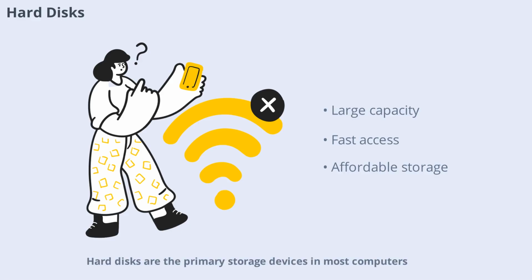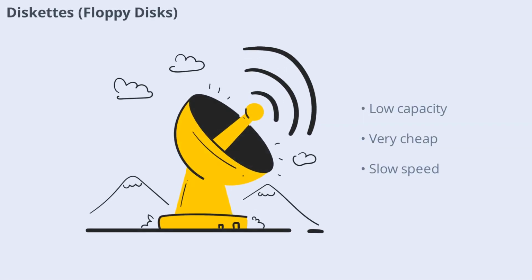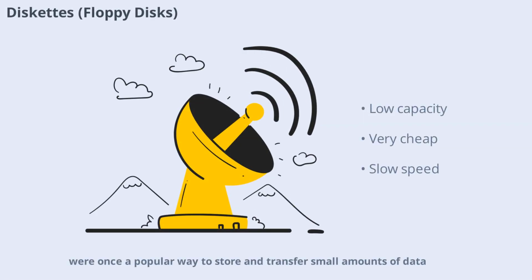Hard disks are the primary storage devices in most computers. They offer enormous capacity, often ranging from 40 to 80 gigabytes or more. The speed of a hard disk is measured in milliseconds, with faster disks providing quicker access to data. As technology advances, hard disk costs continue to fall, making them the most cost-effective way to store large amounts of information.